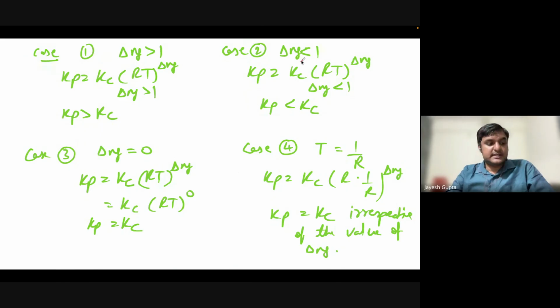Case 2 is taken like this one. So delta ng is less than 0.